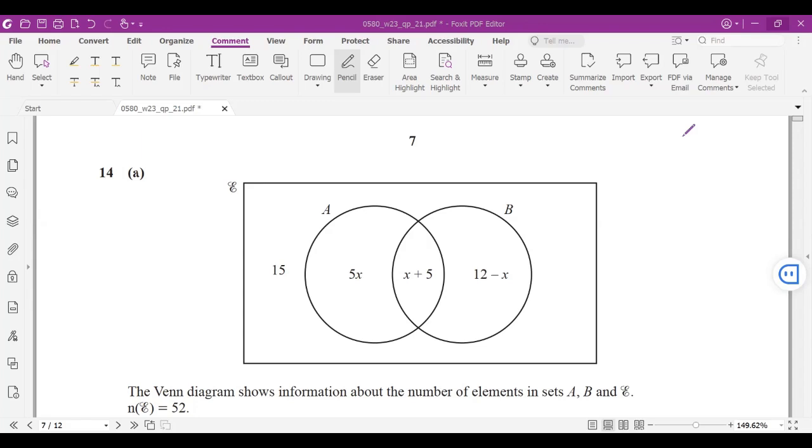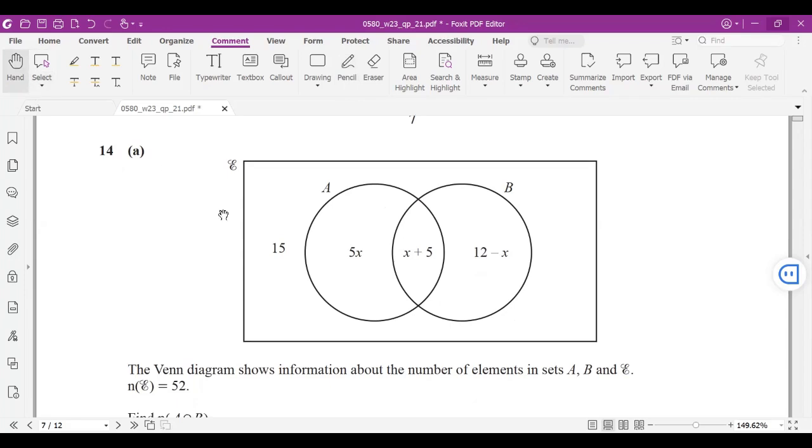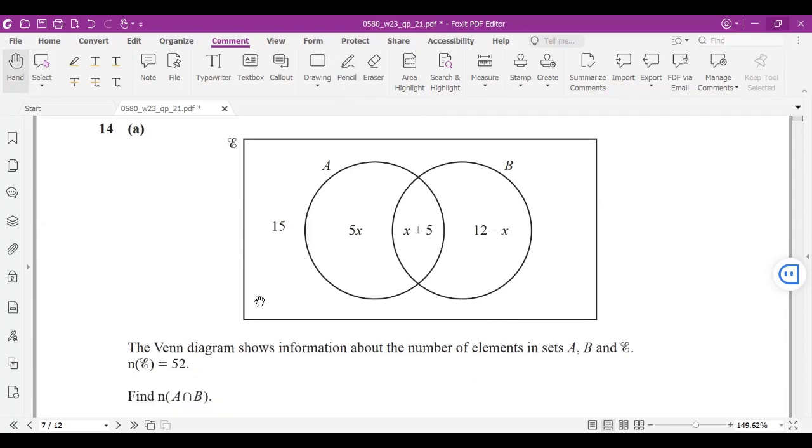Now let's proceed to question number 14A. This question, we are given this set here. Okay, now this Venn diagram, we are asked to find the number of elements in the intersection of A and B. And you will see the intersection of A and B, we have x plus 5. Whereas we are told that the number of elements in the universal set is 52.